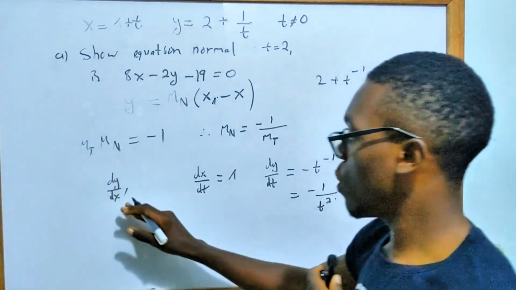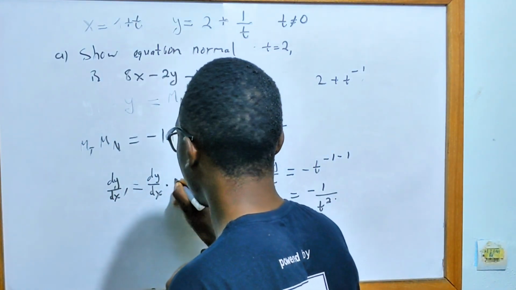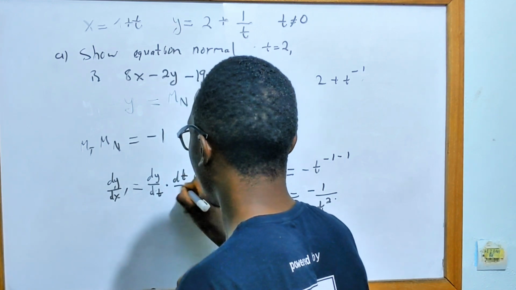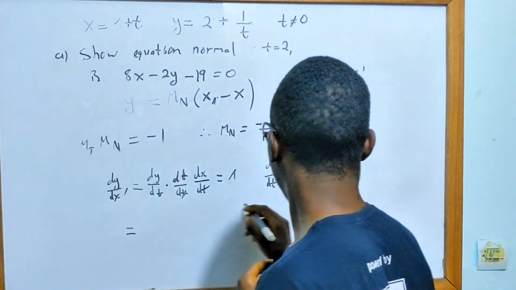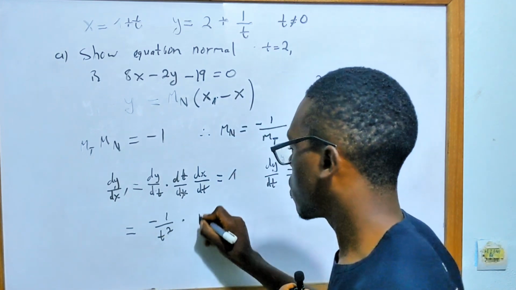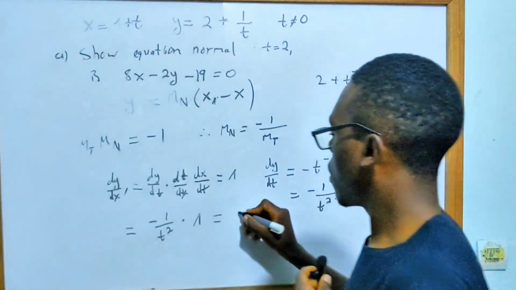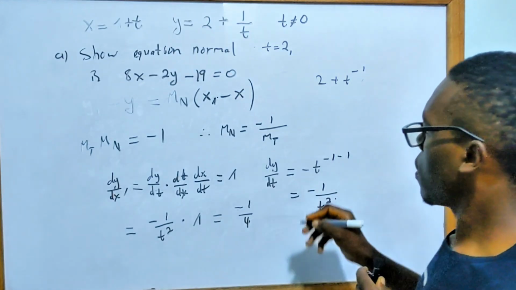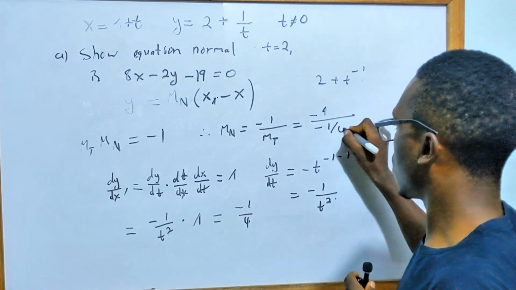Hence we find dy over dx. That will be dy over dt times dt over dx, and if I invert this, that will be -1 over t squared times 1. We know that t equals 2, so that will be -1 quadrant. That is the gradient of the tangent. Therefore, the gradient of the normal will be -1 over -1 quadrant.